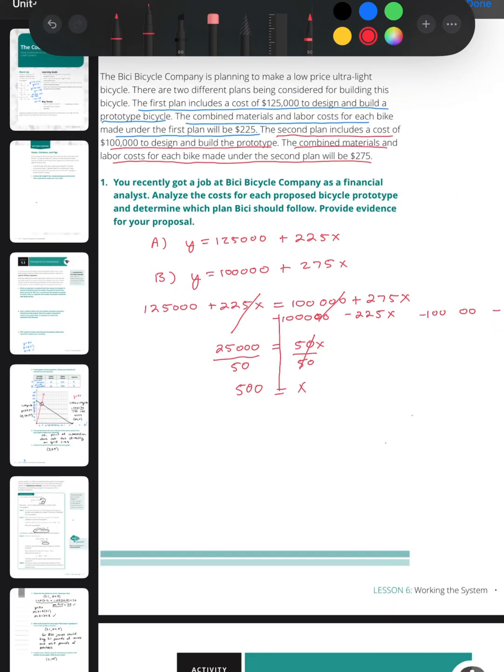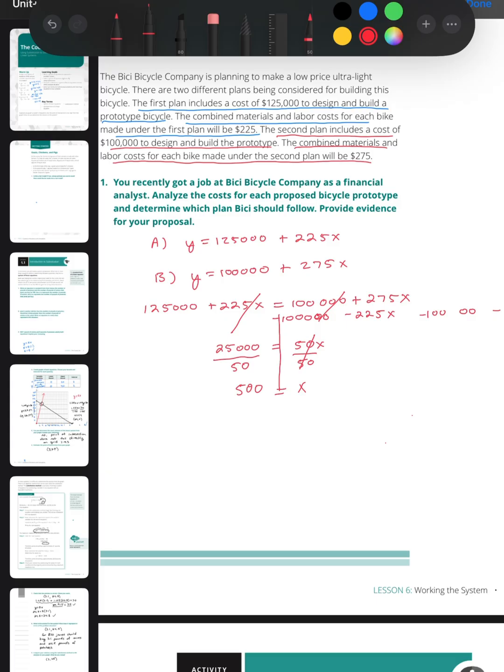All right, so next we need to know which one is the better deal depending on how many bicycles are going to be made. So we know 500 is that point where they're both making the same amount, or costing the same amount, I should say. So I'm going to pick a number that is bigger than 500 to start with.